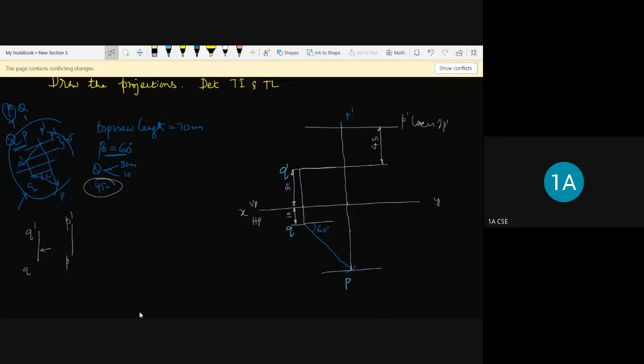Right. So I got the P dash. Now join this Q dash and P dash. So this is nothing but alpha. So I got alpha and beta. Now I got the apparent length of the front view and the apparent length of the top view. Now what I have to do? I have to get the true lengths.